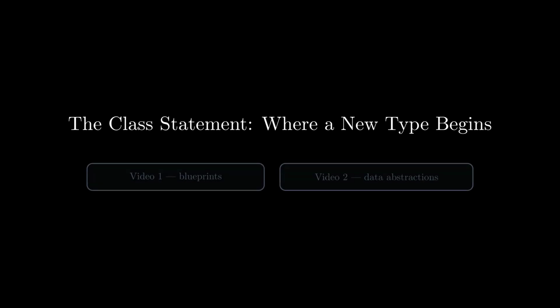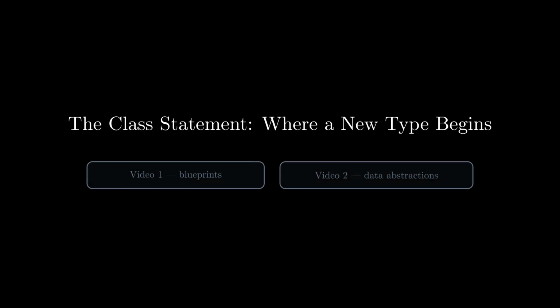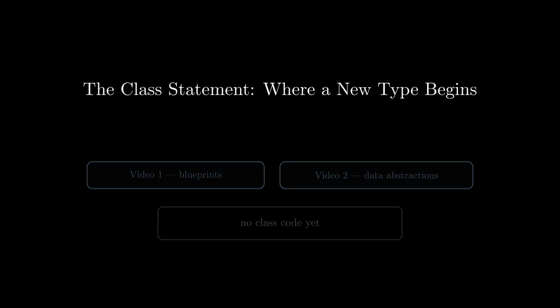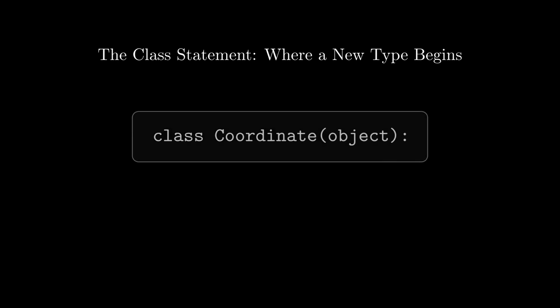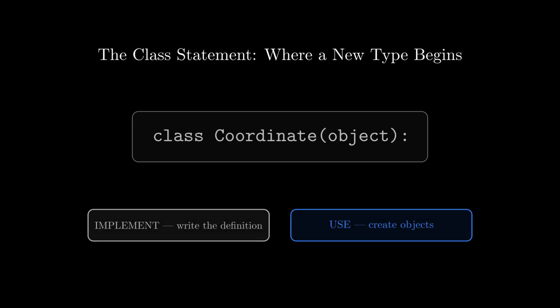Two videos of blueprints and data abstractions, and not one line of class code typed yet. That changes now. This video is where we tell Python a brand new type named coordinate exists, and where we learn to keep two activities separate, implementing a class and using it. One short statement starts everything.